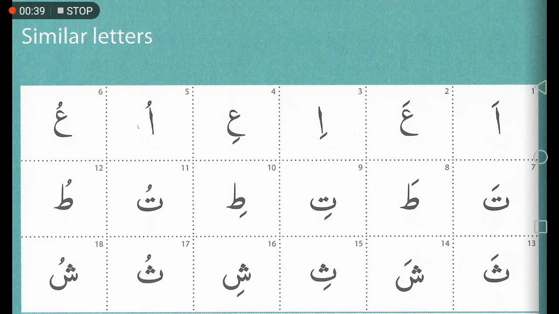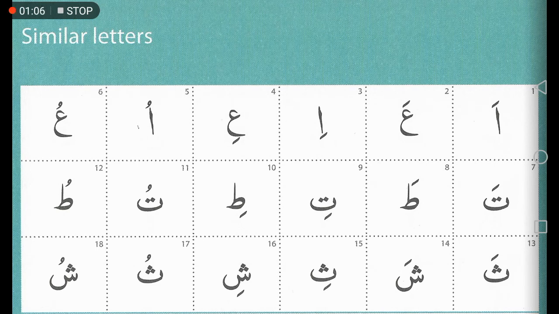The next line, we have a ta and a ta. They share a makhraj, but the ta is empty mouth, the ta is full mouth. So going across from box number 7 to 12: ta, ta, ti, ti, tu, tu.